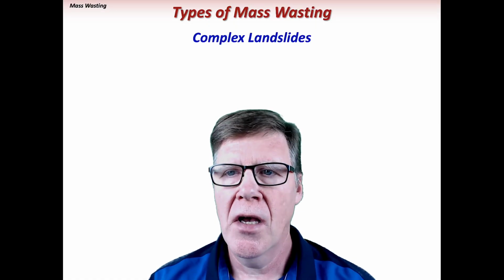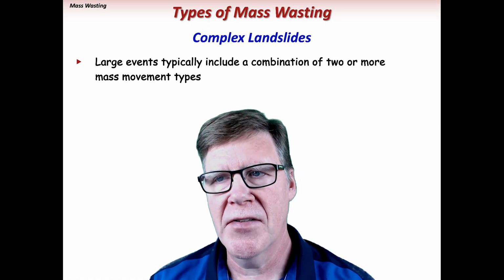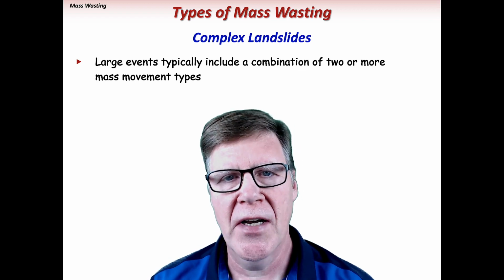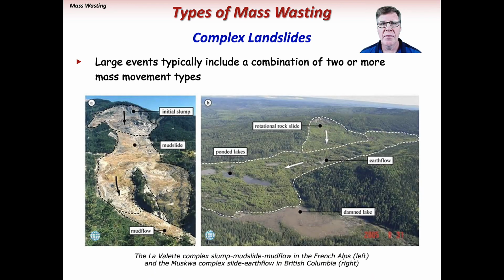Complex landslides are relatively large landslide events that typically include a combination of two or more mass movement types. One example of this is the La Valette complex slump mudslide mudflow in the French Alps. Another is the Musqua complex slide earthflow in British Columbia.